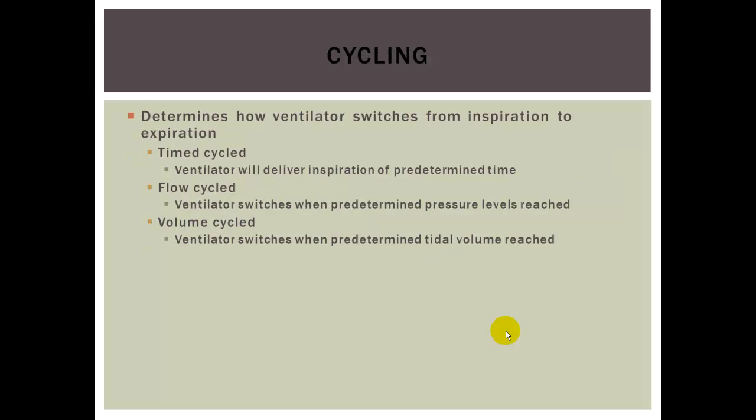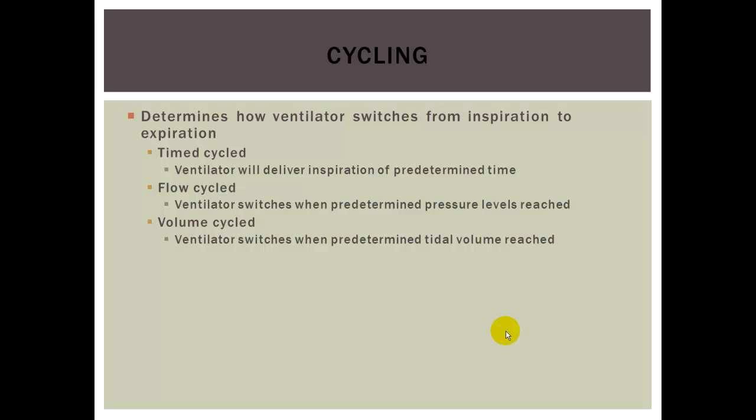Cycling. In cycling, these are also terms as well, determines how the ventilator switches from inspiration to expiration. We can do this if we have them completely paralyzed by a time cycle. Ventilator will deliver inspiration of predetermined time. Flow cycle, which is ventilator switches when a predetermined pressure level is reached. So this is the amount of airflow that's going across there, and whenever that pressure, or the back pressure, the lungs are full enough, the flow cycle would stop the respiration. And volume cycle. Ventilator switches when predetermined tidal volume is reached.